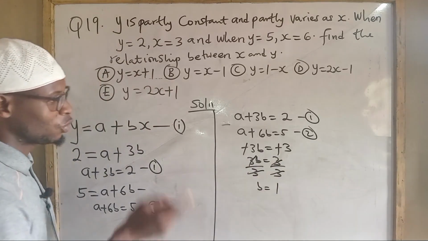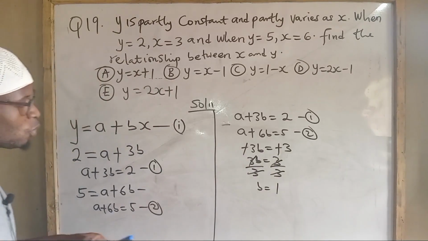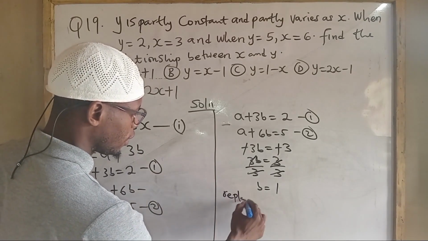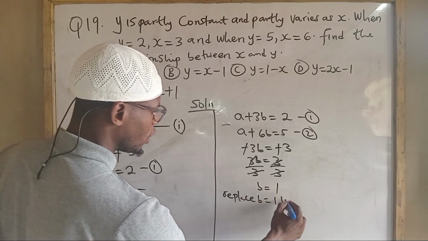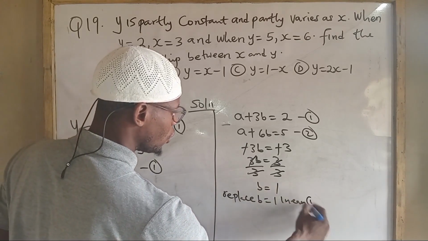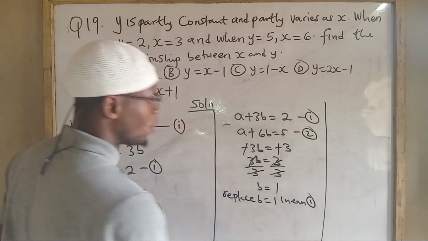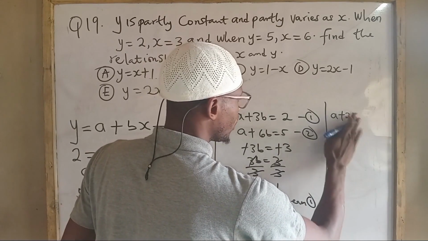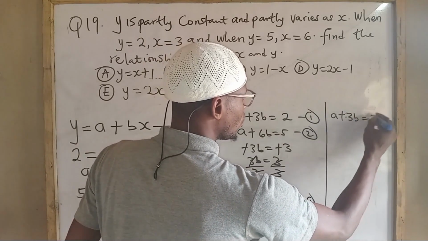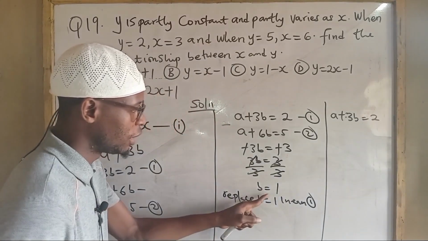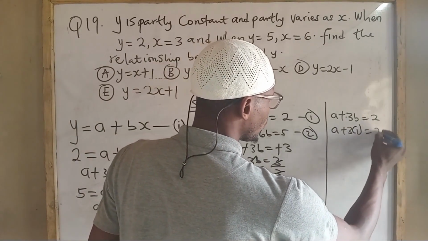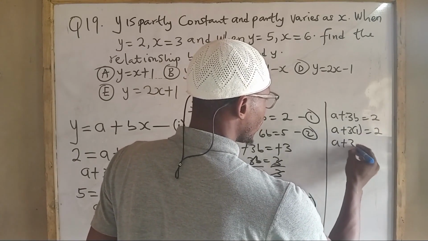So we are meant now to replace. Since b equals 1, we can replace in any of these equations. I can use equation 1 again. So from equation 1, I have a plus 3b is equal to 2. So anywhere I see b now, I put 1. So this becomes a plus 3 bracket 1 is equal to 2. That's a plus 3 is equal to what?